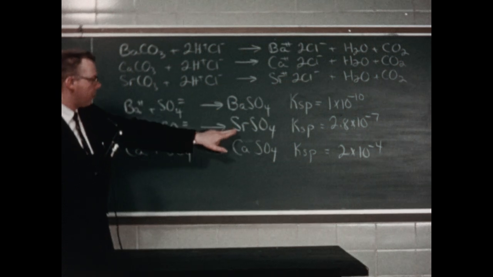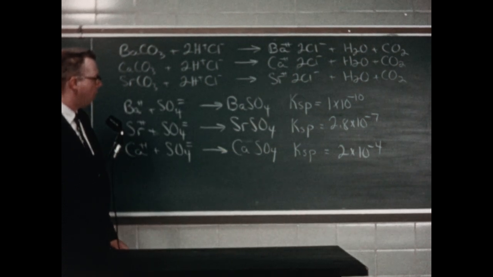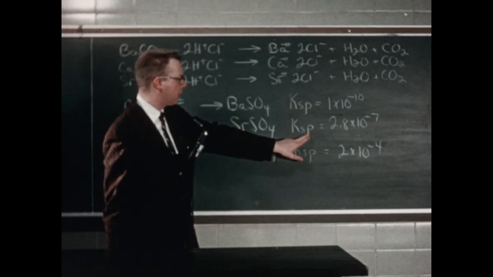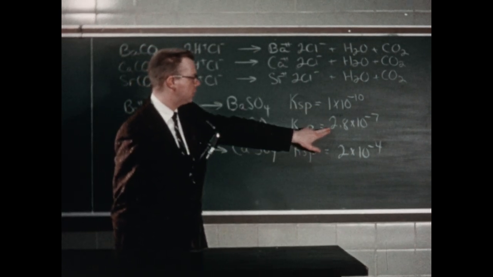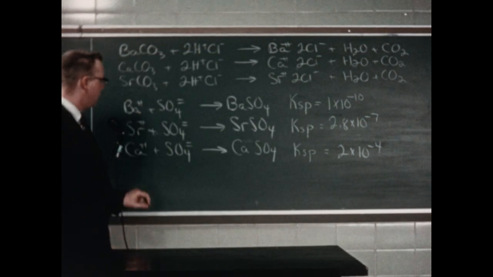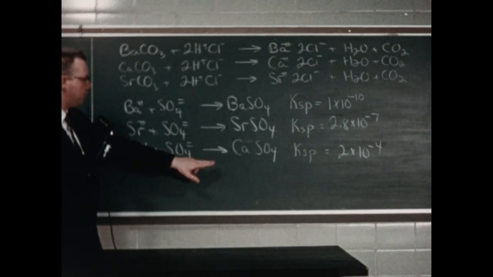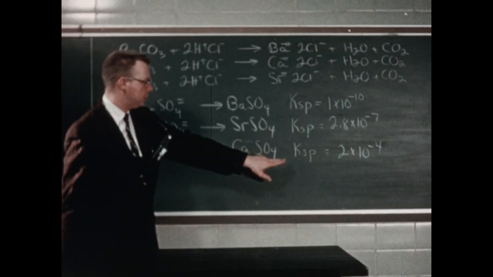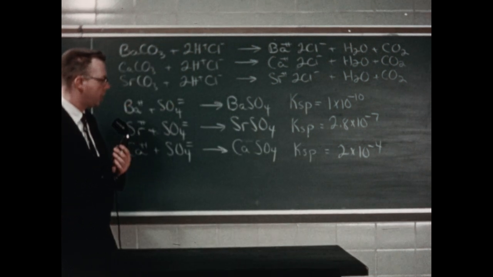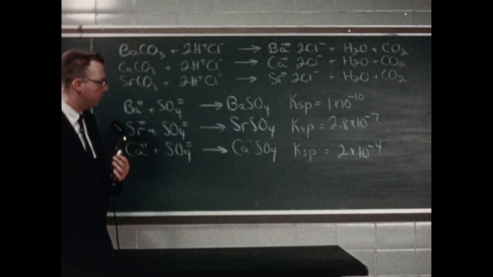In the case of barium and strontium sulfate, a precipitate was obtained immediately because the solubility product constants for these 2 sulfates are very small, 10 to the minus 10th, 10 to the minus 7th. In the case of calcium sulfate, the precipitate formed rather slowly, since calcium sulfate is much more soluble, having a solubility product constant of about 10 to the minus 4th.